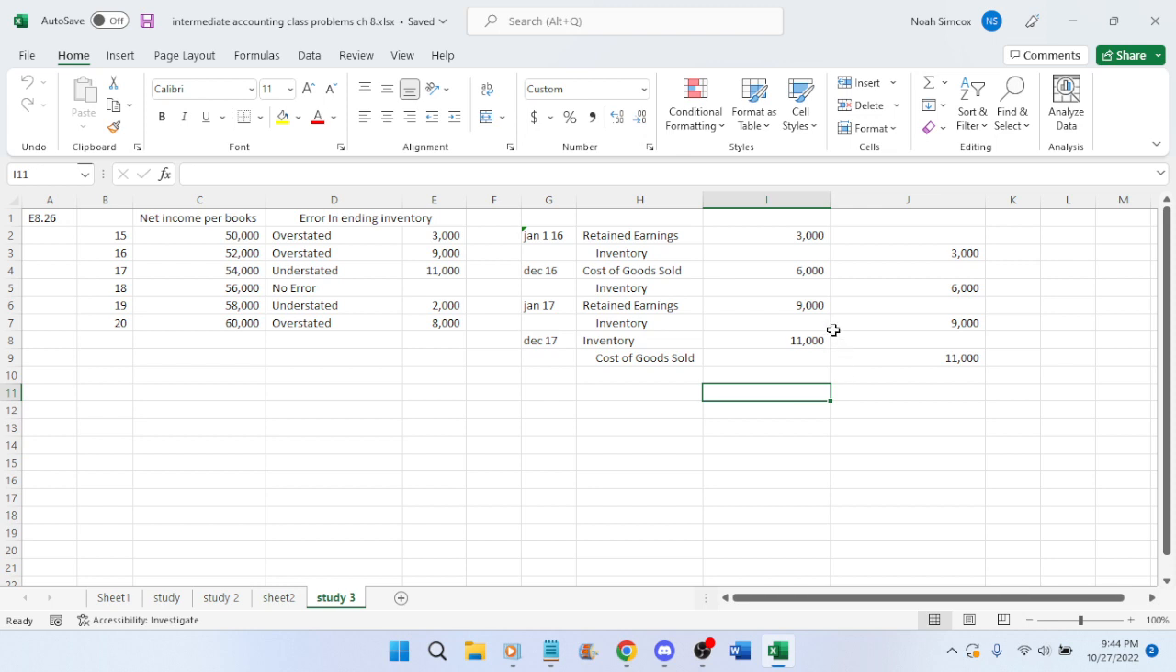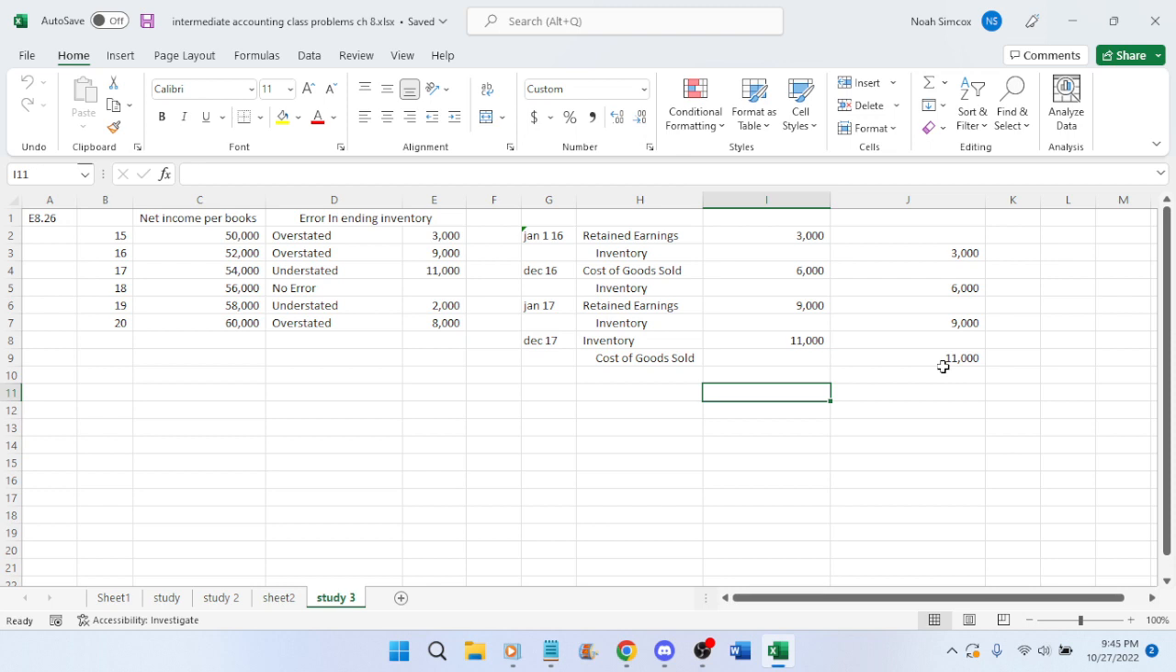Okay, retained, I guess it's because when you adjusted retained earnings, you subtracted 9,000, and then cost of goods sold, you subtracted 11,000, which actually adds net income. It adds net income of 11,000. When you decrease cost of goods sold, you increase net income.